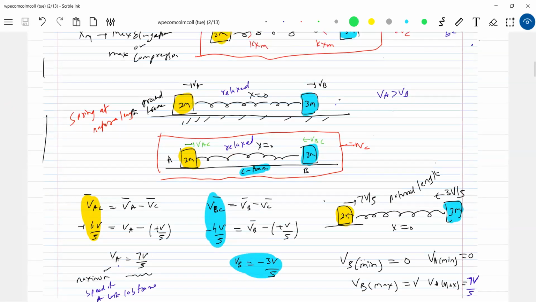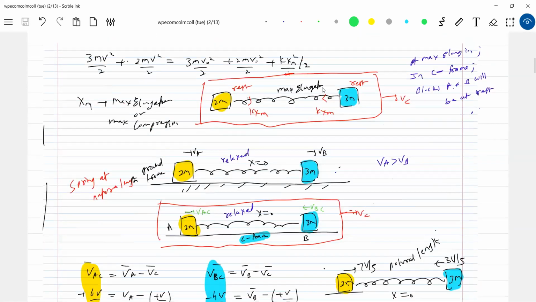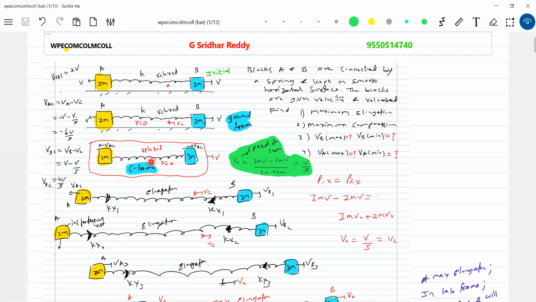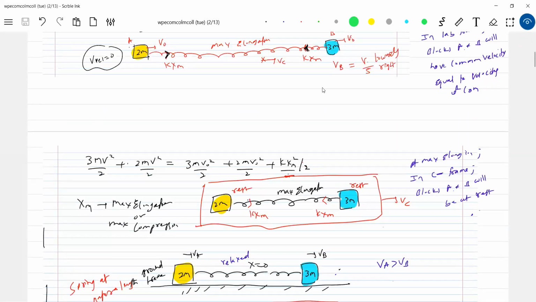So what I suggest is that this initial idea is very important. Okay, this initial part of the problem is very important. In C frame, at maximum elongation or compression, there'll be a test. Where can they have maximum speed in C frame? When the spring is relaxed. There's the idea.